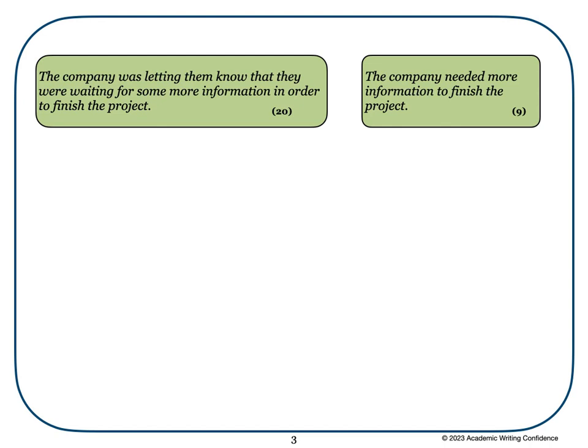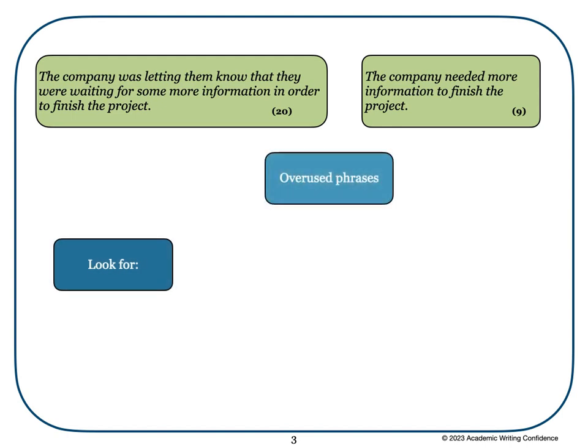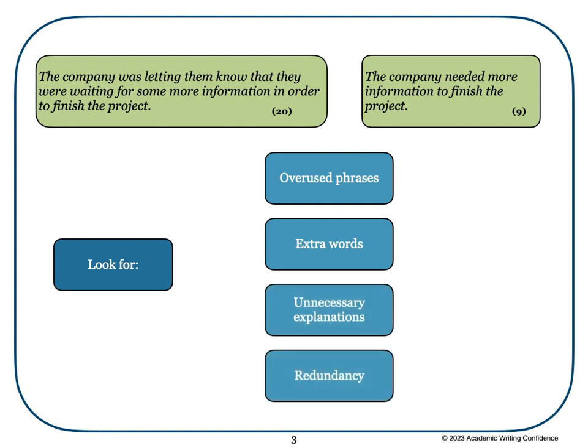So when trying to write more concise sentences, there are a few things that you can look for. Look for overused phrases that you may have used in your writing. Look for extra words that are not necessary in your sentence. Look for unnecessary explanations and look for redundancy. Let's look at each of these different things more carefully.